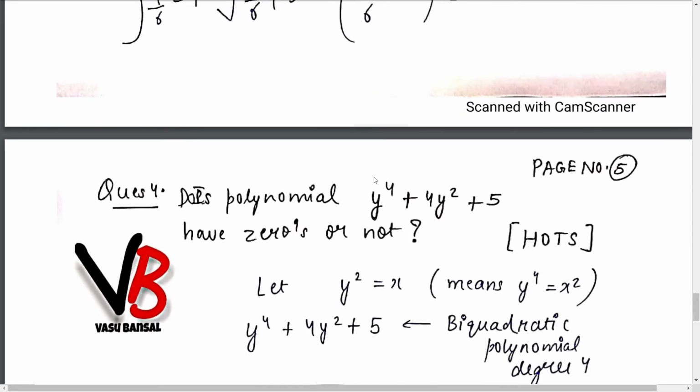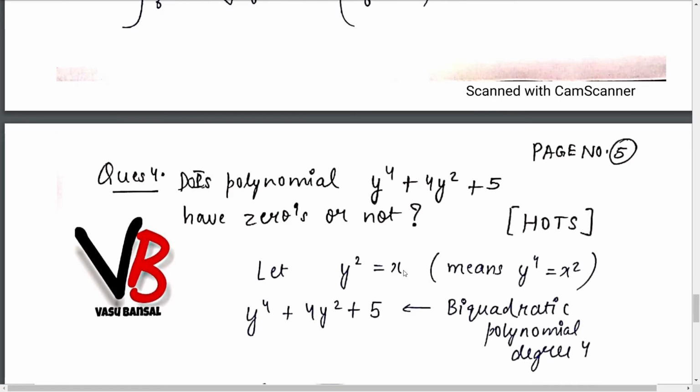Okay. So fourth question, does this polynomial have a zero or not? This is from your NCERT HOTS that I've taken. So there is a very simple approach. This is a biquadratic polynomial as its degree is 4. So I take y square equal to x in these cases, or it simply means y to the 4 is equal to x squared. This is obtained by squaring both sides, right?